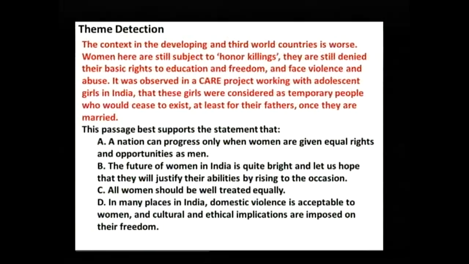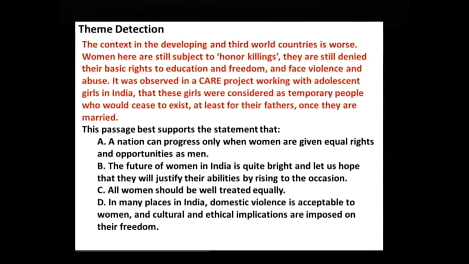You think and answer. A, a nation can progress only when women are given equal rights and opportunities as men. That means a third world country or a developing country can become developed only when men and women are treated equally and they are given the equal opportunity and equal rights. B, the future of women in India is quite bright, and let us hope that they will justify their abilities by rising to the occasion. It means, but in India, women are already powerful, they have all the facilities, all the amenities, all the rights, but they are not reaching that level. If they reach the level, India will become much more powerful.